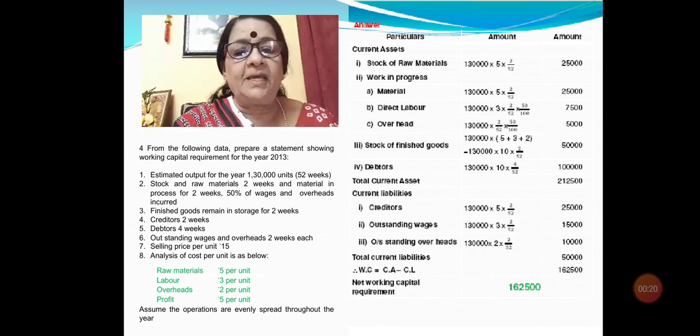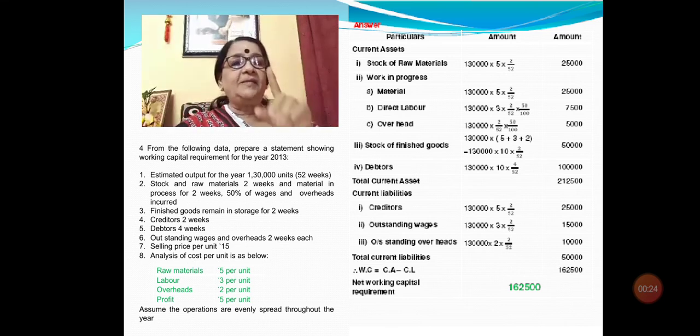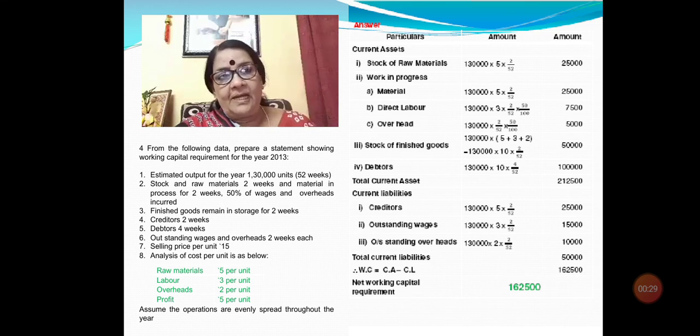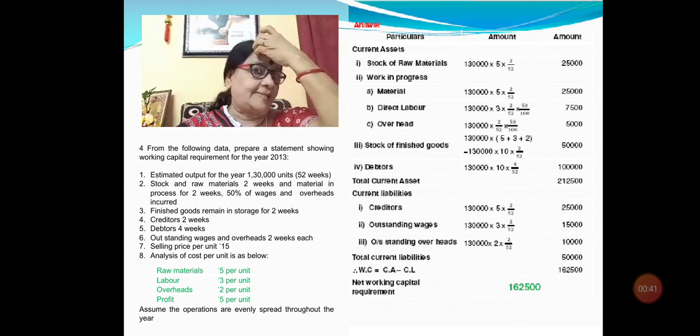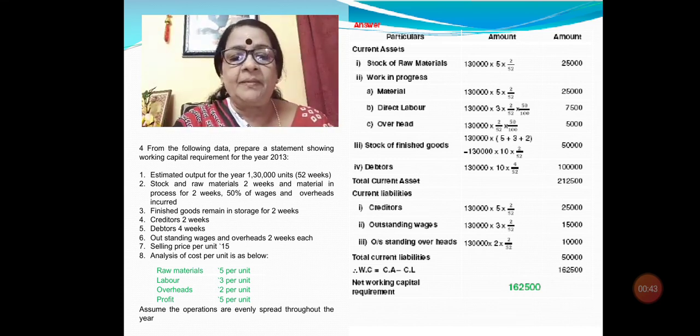Estimated capital for the year, 1,30,000 units. It is given in weeks. So that's the difference. Every problem is different from the other. In the last problem, two points are to be remembered: one, you have to find out the cost of goods sold; second, the data are given in months. In this problem, the data is given in weeks. 52 weeks it is given.